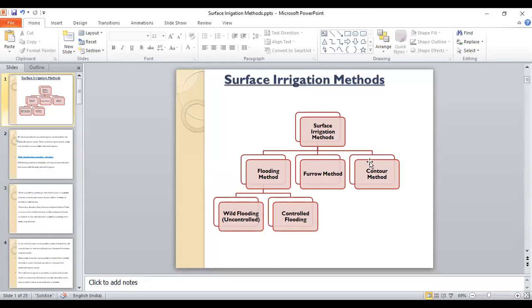So here we end this lecture. In this lecture we studied surface irrigation methods, only the flooding method, which is divided into wild flooding and controlled flooding, and we also studied the different types of methods of controlled flooding. If you have any confusion, let me know.